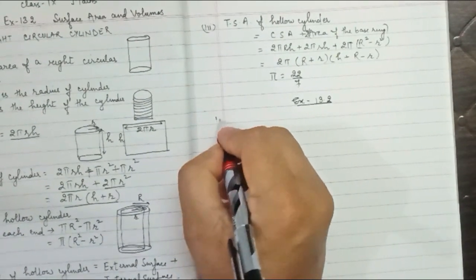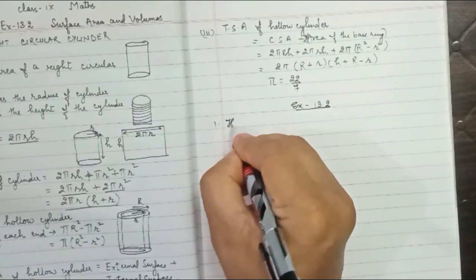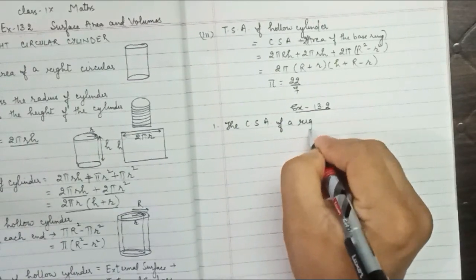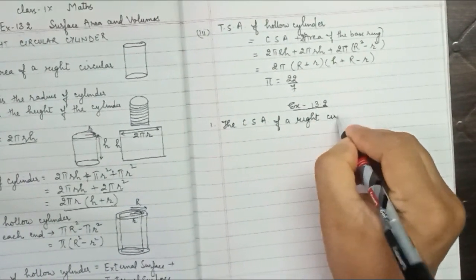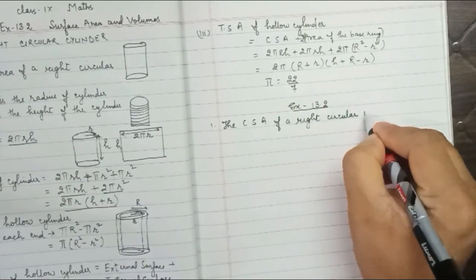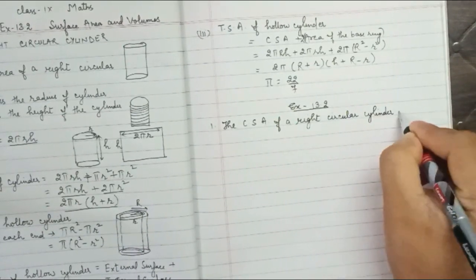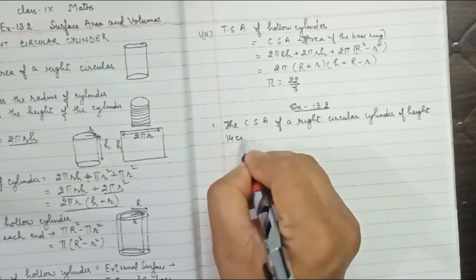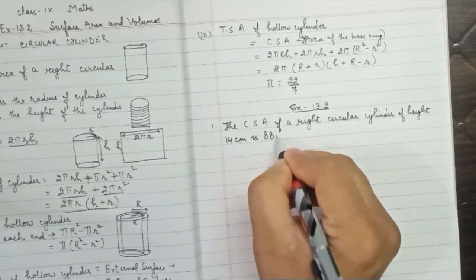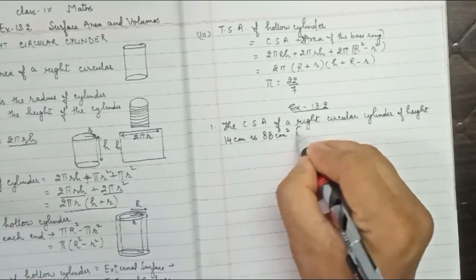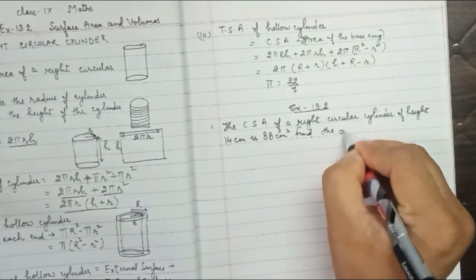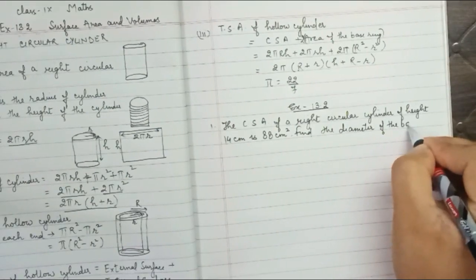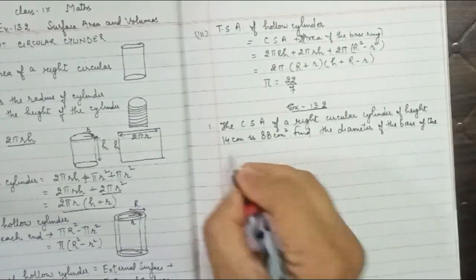Now, the first question is, the curved surface area of a right circular cylinder of height 14 centimeter is 88 centimeter square. Find the diameter of the base of the cylinder.